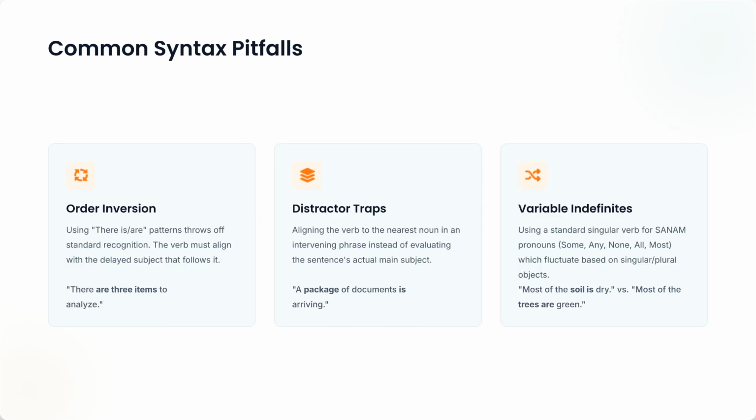Common pitfalls include order inversion with there is, there are, where the verb must agree with the delayed subject. Avoid distractor traps by focusing on the actual main subject. Variable indefinite pronouns, like some pronouns, depend on the singular or plural nature of the object that follows them.